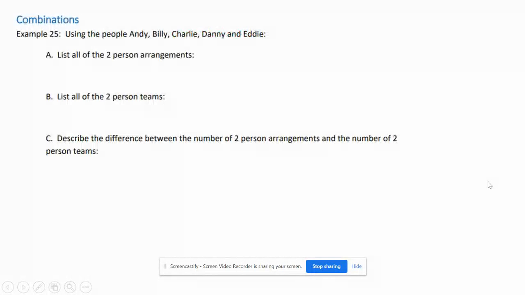Just to make this a bit easier, let's say we have Andy, Billy, Charlie, and Danny. For part A, list all the two-person arrangements. If I had to ask how many arrangements, it would be 4 times 3, which is 12. Now it's asking what those 12 are going to be.